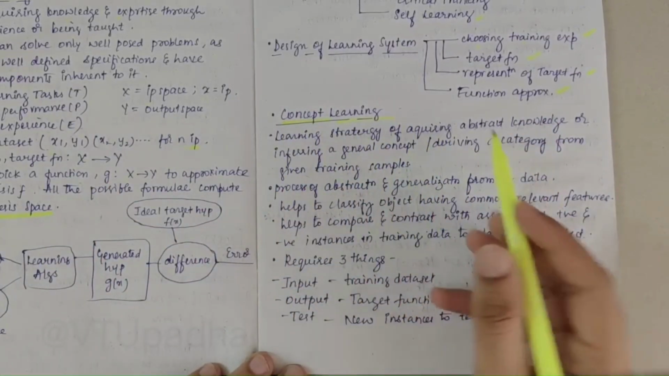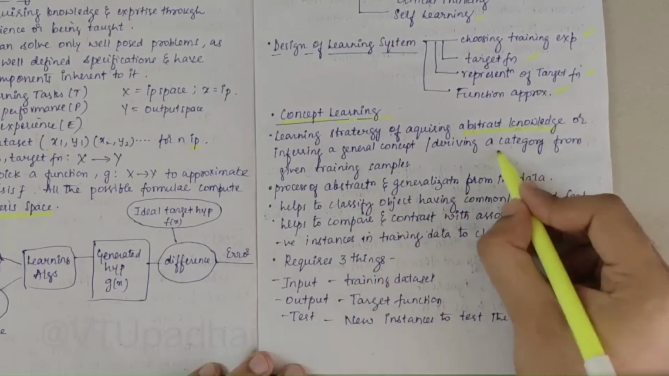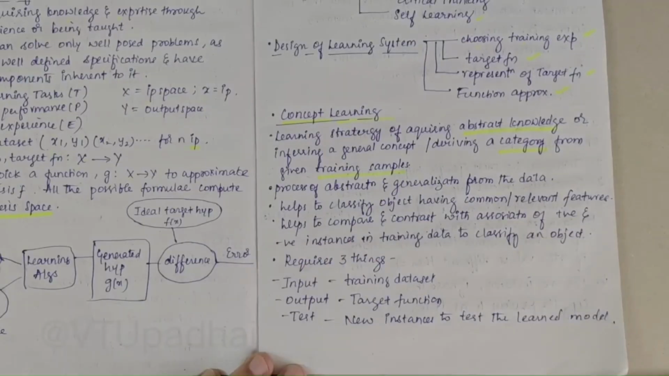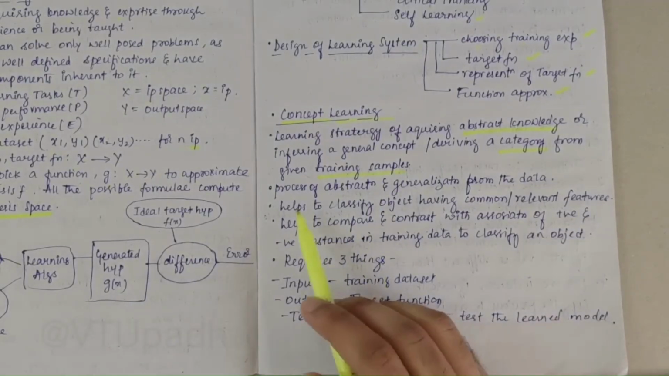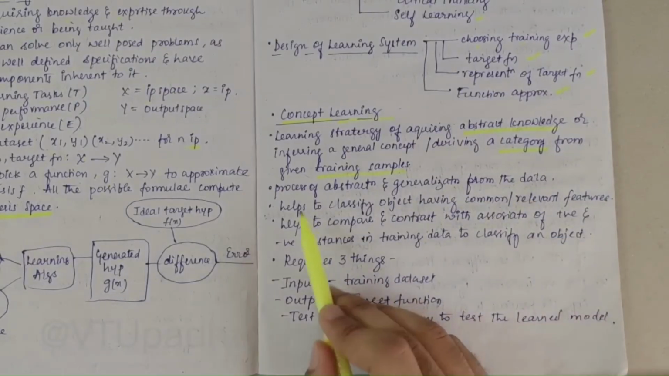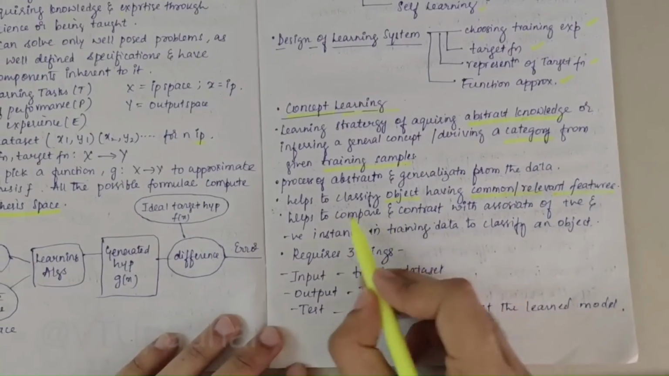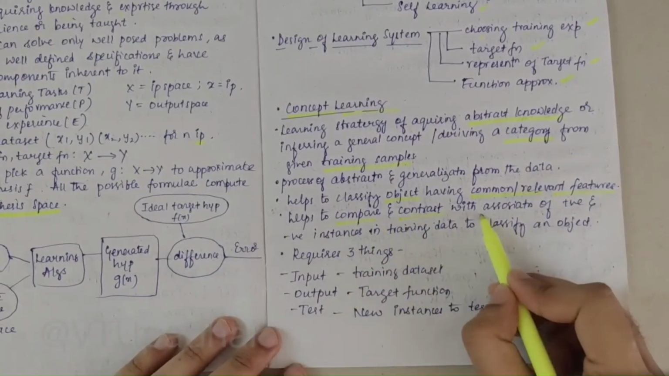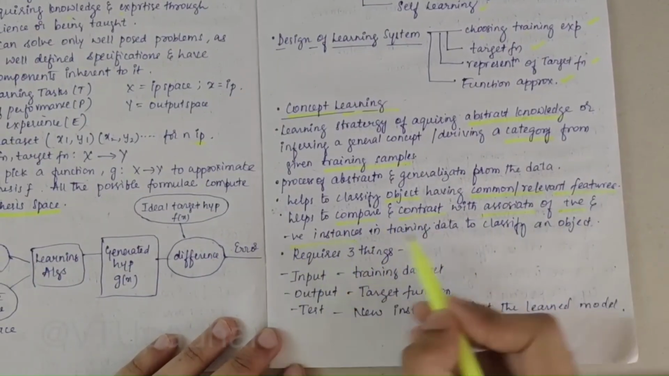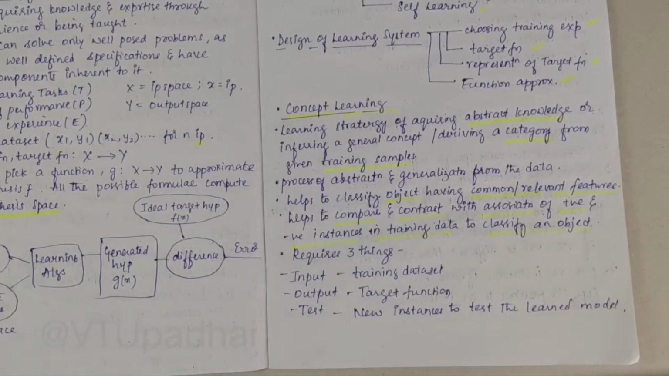The learning strategy of acquiring abstract knowledge, inferring a general concept or deriving a category from the given training samples is called concept learning. It is a process of abstraction and generalization from the data. It helps to classify objects having common relevant features. We use concept learning to compare and contrast the association of positive and negative instances in training data, and to classify an object.